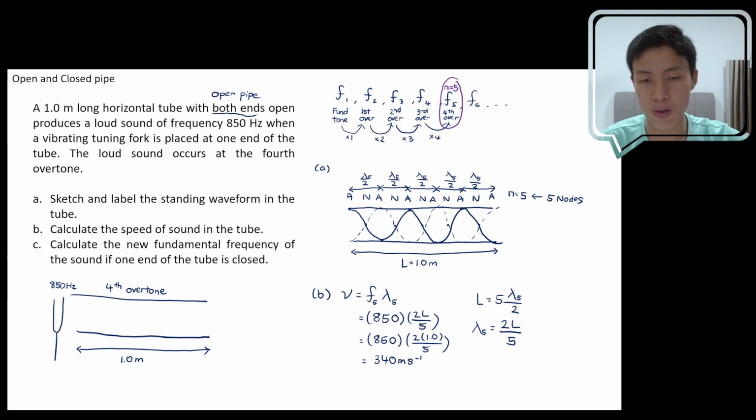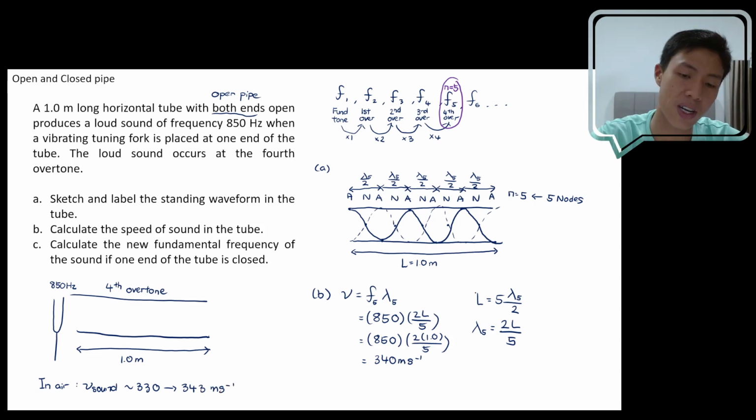Because if you are using atmospheric air, okay, in air, let's write it down, in air, the speed of sound is usually around 330 to around 340, 343. Usually people use this value for the speed of sound.